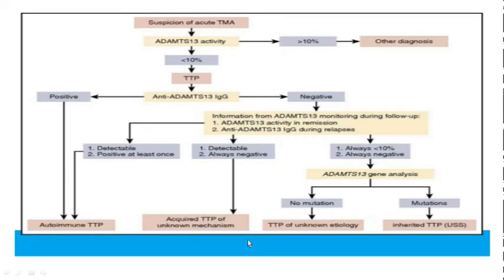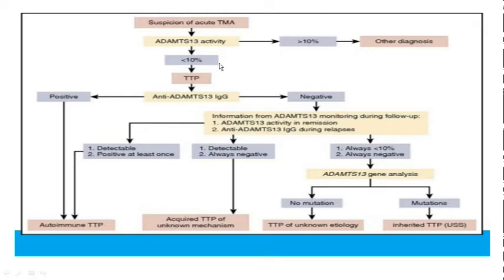So how do you approach a case of thrombotic thrombocytopenic purpura, TTP? Whenever there is a suspicion of TTP, the first thing you have to look for is any patient with microangiopathic hemolytic anemia. You have to look for the ADAMTS13 activity. If it's greater than 10%, no need to worry.